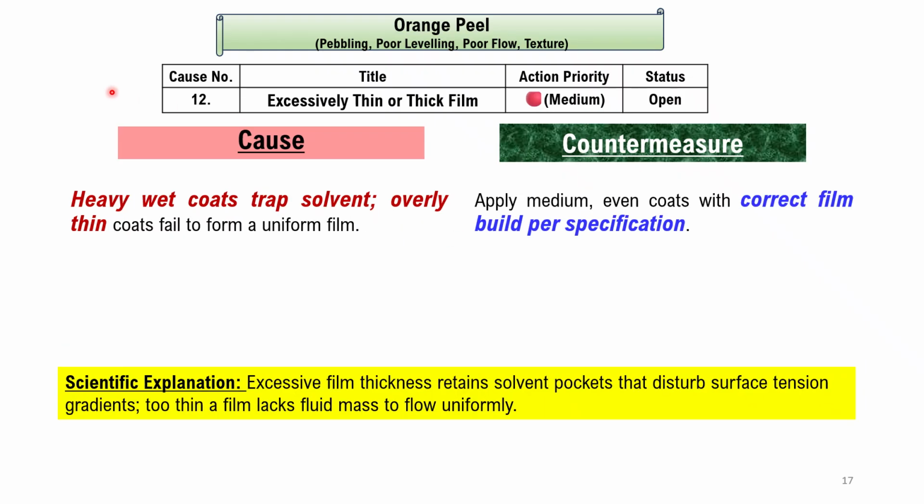The 12th probable cause could be excessively thin or thick film. Heavy wet coats trap solvents. Overly thin coats fail to form a uniform film. This can be explained as excessive film thickness retains solvent pockets that disturb surface tension gradients. Too thin a film lacks fluid mass to flow uniformly. Therefore, apply medium, even coats with correct film build as per specifications.